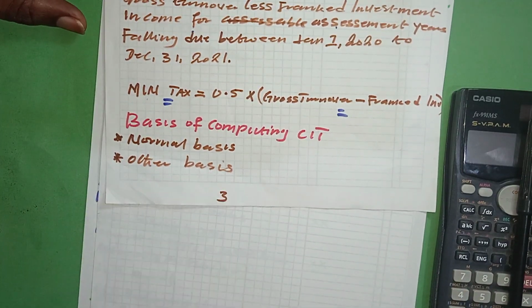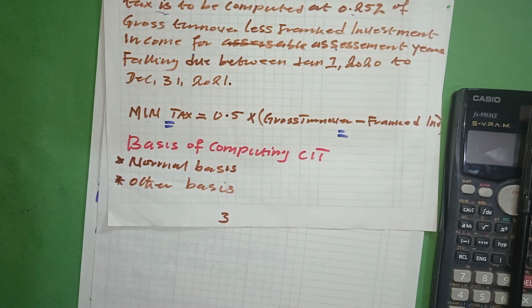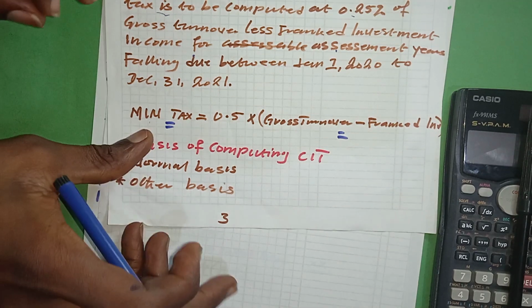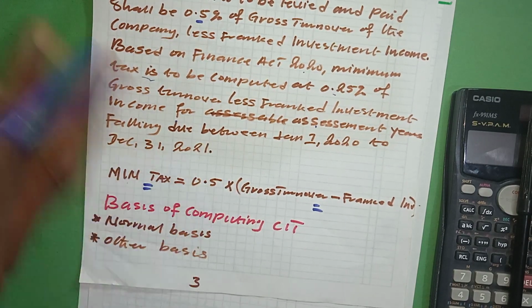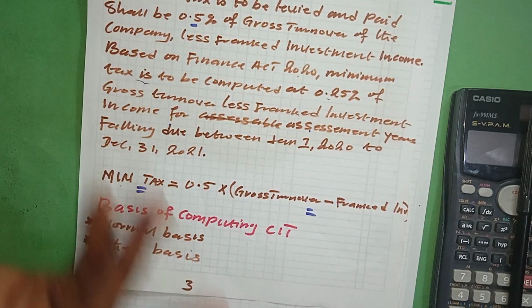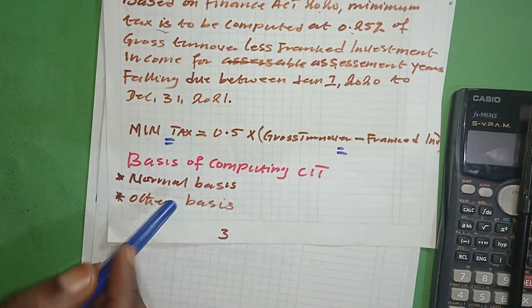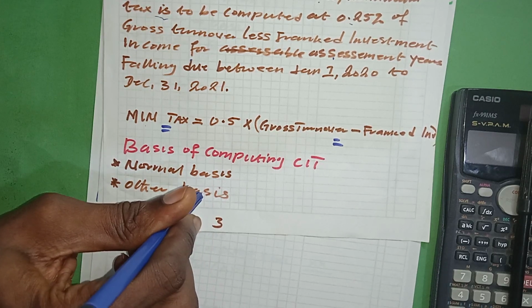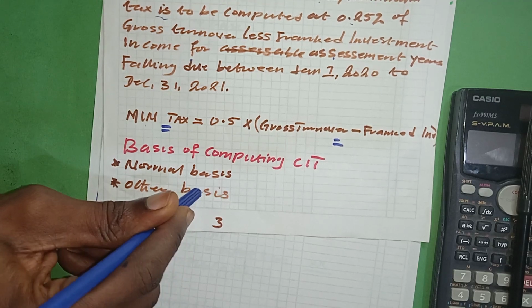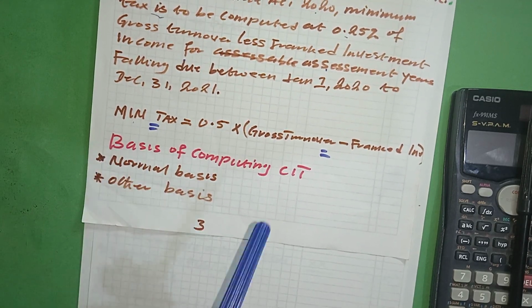We have the normal basis. The normal basis are the normal rates on which you compute. You give it to the tax authority, you follow due process, and the tax authority is not suspecting anything, and you did not fix up anything suspicious. They'll say, okay, that is the normal one you are going to use. But we'll also have other bases of assessment, like when the tax authority is looking for ways to make money. They are suspecting you, maybe you doctored this account. They will now apply other bases.